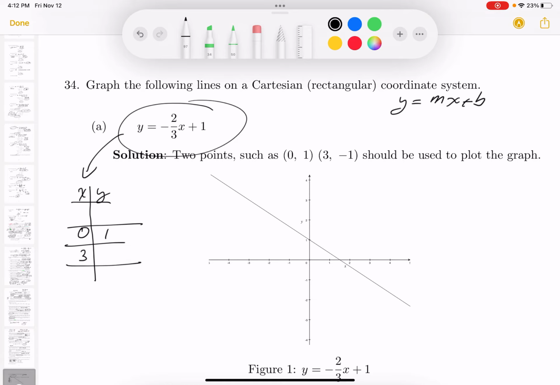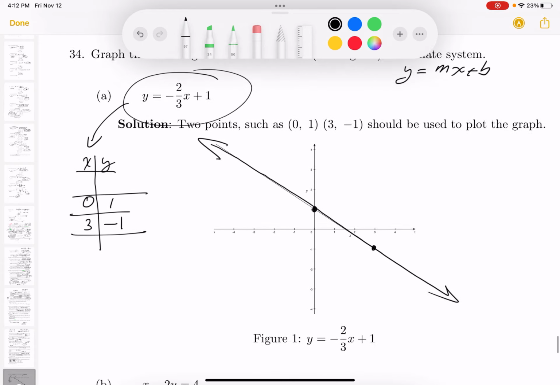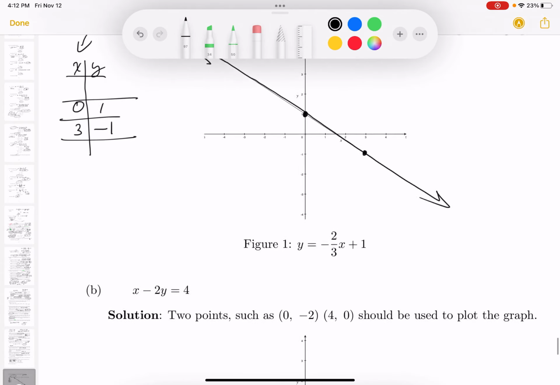Now, if you chose 3, what would you get? You would get, let's see, minus 2 plus 1, which is minus 1. I'm going to graph these 2 points for you. And 0, 1 is right here. And 3, minus 1 is right over here. And then what do you do? You draw a line through those points. Now, somebody says, oh, you're drawing over your graph. You're not kidding, I'm drawing over my graph. And again, graphs are there for a reason. We'd like you to look at those and learn from those.